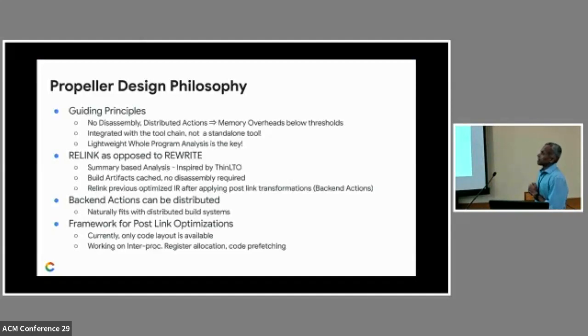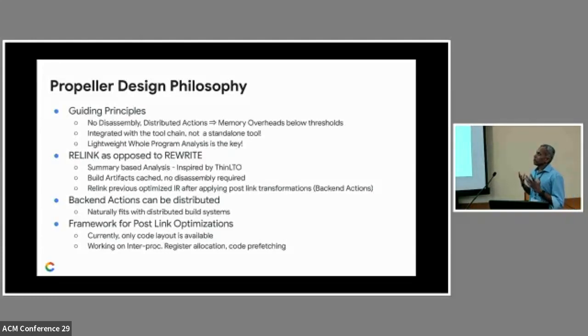So what are the guiding principles for designing Propeller? We decided there is going to be no disassembly, as we've established that disassembly is a problem. Also, distributed actions are the key, and they are the reason for the memory overheads being really small. So think of compilation as two separate actions. There is a per-module action which operates on a single module, like a CC file, for instance. And these are lightweight actions, and they do not impose any memory overheads. Whereas it's the final link action which brings all of this together and concatenates it to form the final binary, which is the memory bottleneck. And that's where we need to be careful and not do anything fancy which would blow up the memory requirements.